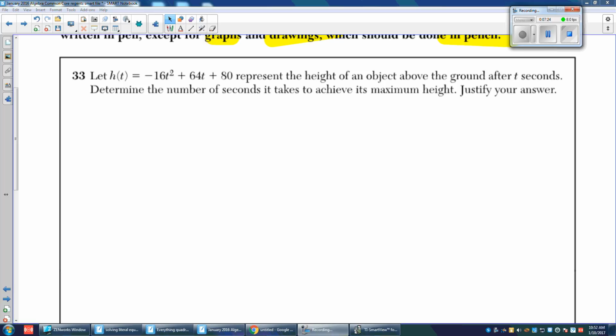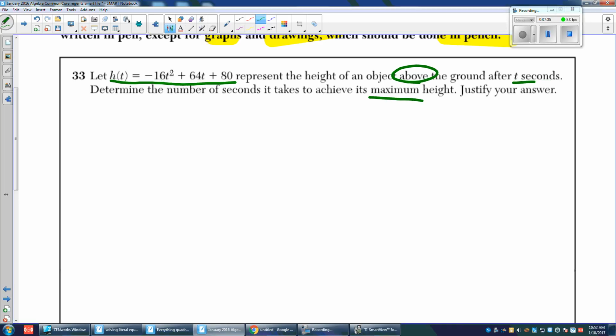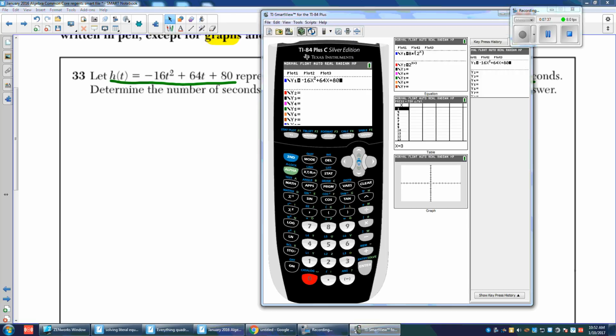So it's telling us that this equation, h of t, represents the height of an object above the ground after so many seconds. Determine the number of seconds it takes to achieve the maximum height. Justify your answer. Well, let's take a look at this first. The first thing I did was I typed in the equation into the graphing calculator because I want to see what it looks like. There it is, and here it comes down. So we can see that the full thing isn't on the screen.